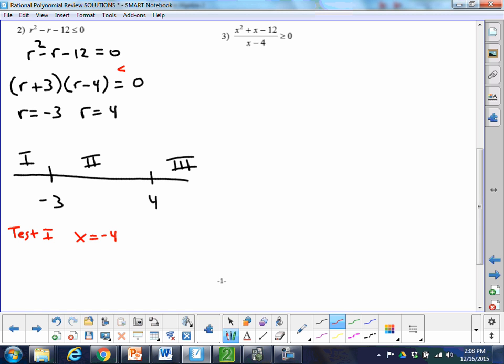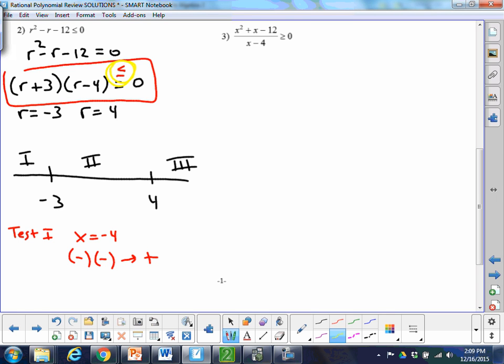Remember, this was really a less than or equal to 0. So in factored form, if I plug -4 in, that first factor, -4 plus 3 is going to be a negative number. And -4 minus 4 is also going to be a negative number. So that's really going to give me a positive result. And so the question is, is that result less than or equal to 0? And we got a positive result, so it's not less than or equal to 0. So that one's not going to work.